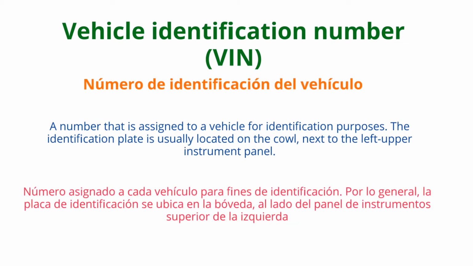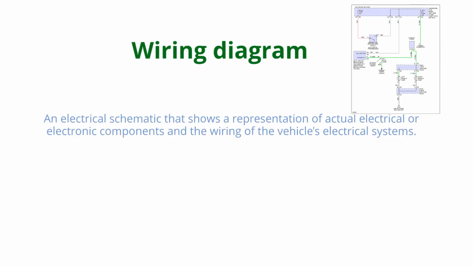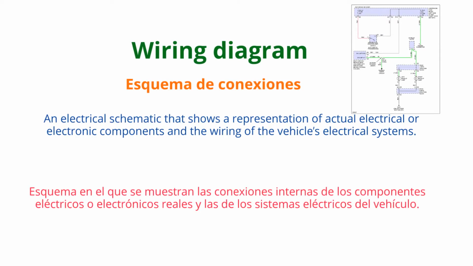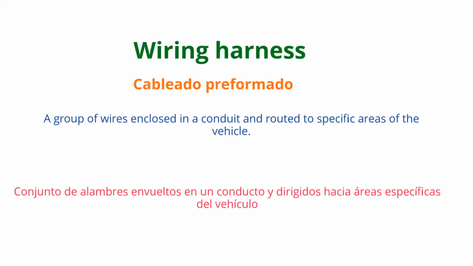Vehicle Identification Number, or VIN. This is a number that is assigned to a vehicle for identification purposes. The identification plate is usually located on the cowl, next to the upper left instrument panel. Wiring diagram. An electrical schematic that shows a representation of actual electrical or electronic components and the wiring of the vehicle's electrical systems. Wiring harness. A group of wires enclosed in a conduit and routed to specific areas of the vehicle.